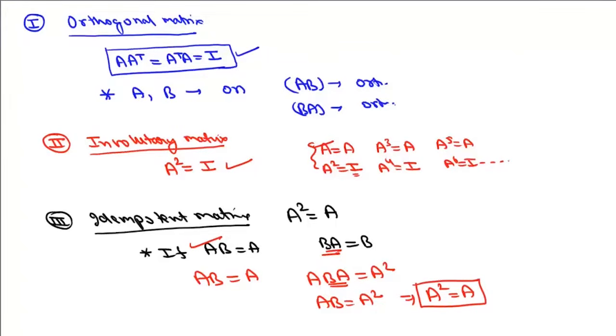In the same way, from the second one, if we multiply it with B, we can write BAB equals B square. Now AB is A, so we'll get BA equals B square, and BA is nothing but B. So from here we can write B equals B square. So if AB equals A and BA equals B, then A square equals A and B square equals B, which means these two matrices A and B, they are idempotent matrices.